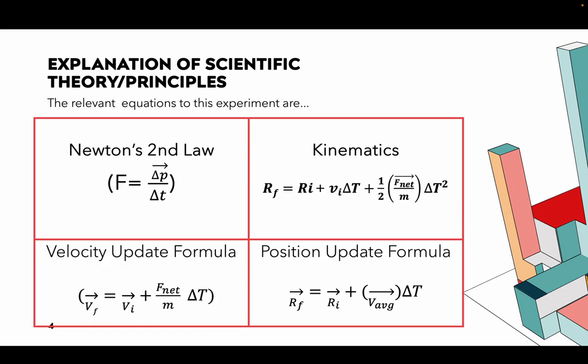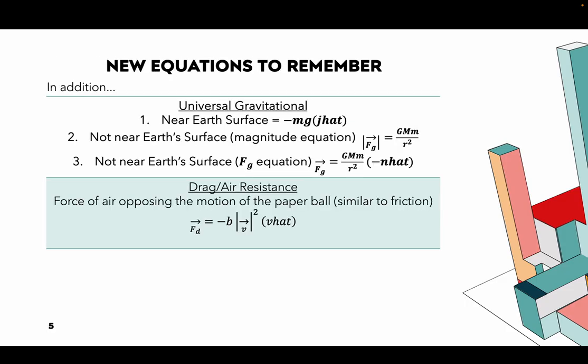Some of the formulas we'll be needing to use today are Newton's second law, our kinematics equation from the last experiment, our velocity update formula derived from kinematics, and our position update formula. Some of the equations we need to remember are all three of the universal gravitational equations and our drag, or air resistance, equation, with the negative in that equation being there because it's always an opposing force, just like friction.